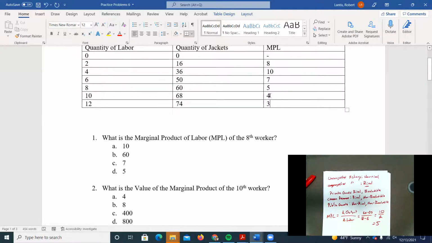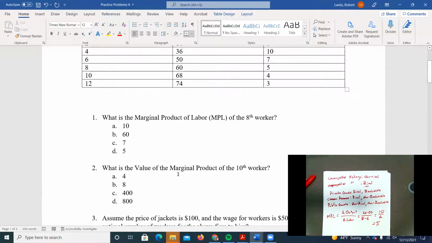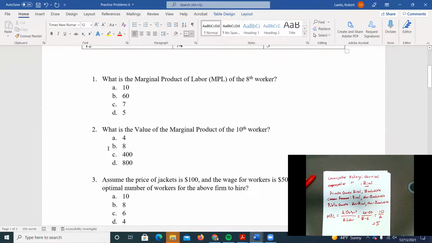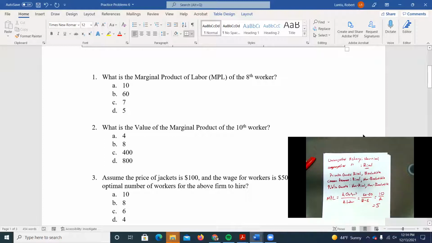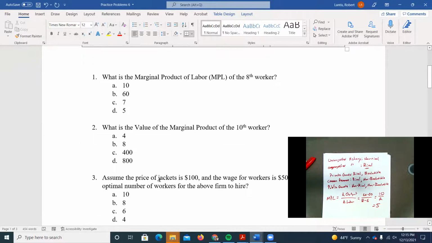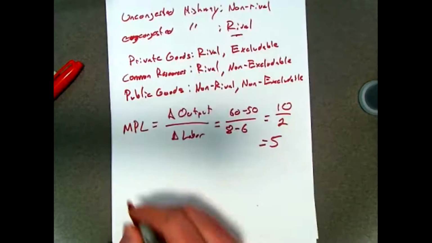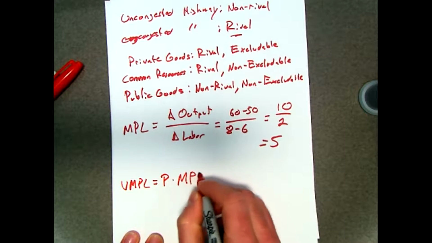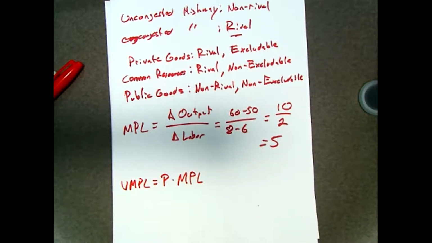So I've got these marginal products of labor now. What's the value of the marginal product of labor of that 10th worker? On the exam, I made sure to give you the information first, but 2 and 3 are really tied together. I told you the price of jackets down here is $100. I'd likely give that to you up here on the exam. So if the price of jackets is $100, then to get the value of the marginal productivity of labor, the value of the marginal productivity of labor is just the price of the good times the marginal productivity of that worker.